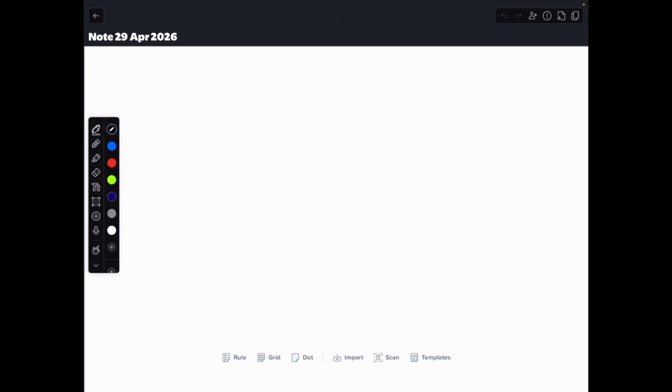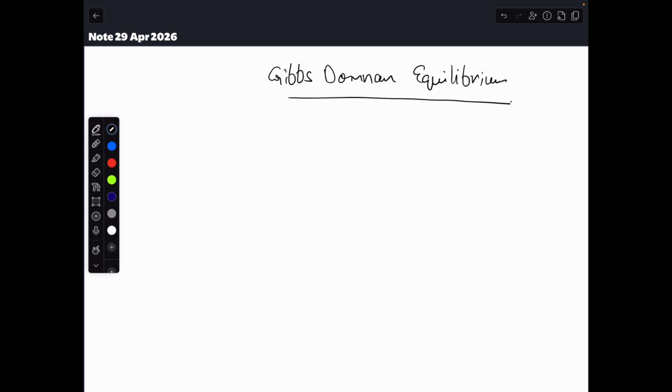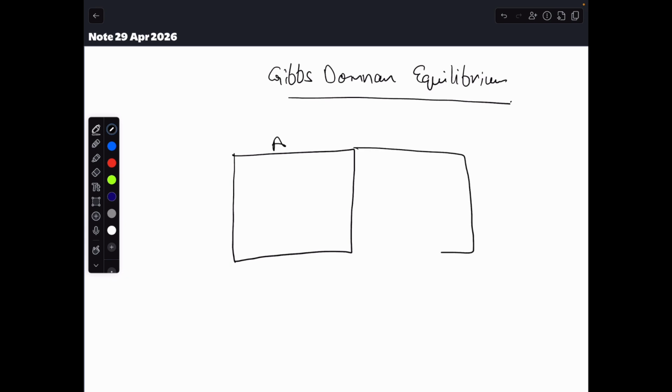Okay, now coming to the next part, that is the Gibbs-Donnan equilibrium. Now, what does the Gibbs-Donnan equilibrium state? It states that when two compartments, suppose this is compartment A and this is compartment B, are separated by a semi-permeable membrane, what I am drawing in red is the semi-permeable membrane, then both the compartments tend to be electrically neutral.